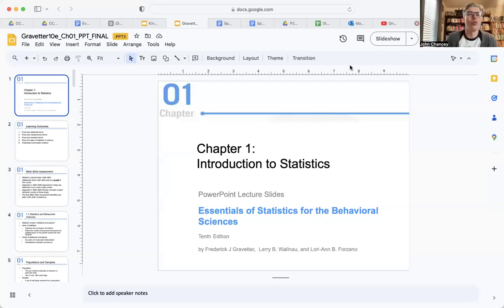Hey, so welcome to the first chapter of our class of behavioral statistics. This is chapter one, Introduction to Statistics from the Gravetter textbook. Really it's going to be a table-setting chapter, presenting you with some terms and ideas about how to think about statistics going forward. We won't actually be computing any statistics in this first chapter, so maybe there's a bit of relief there.